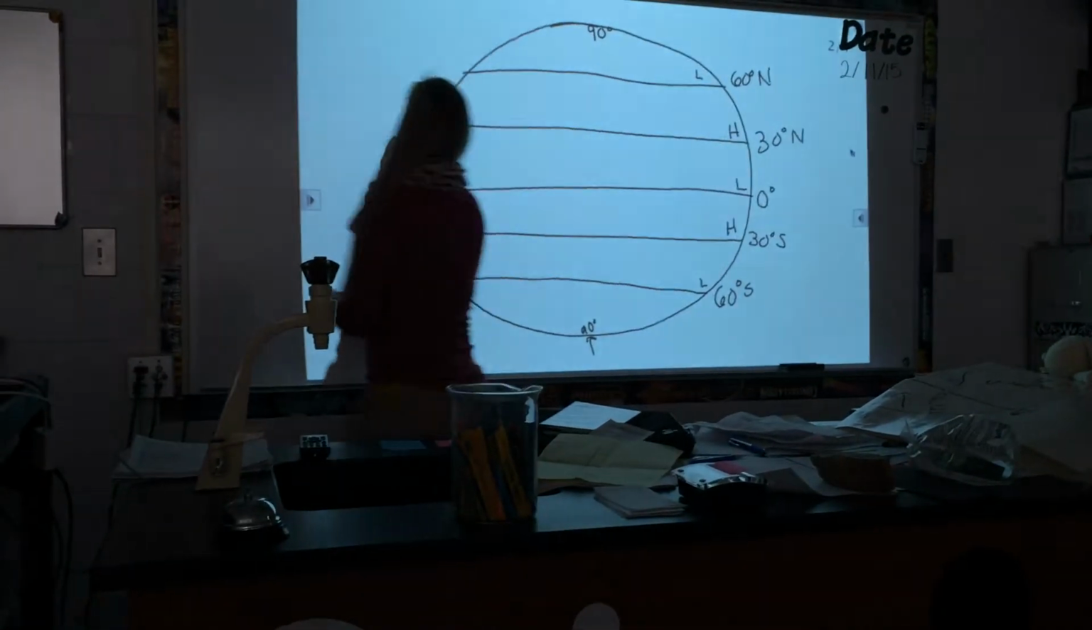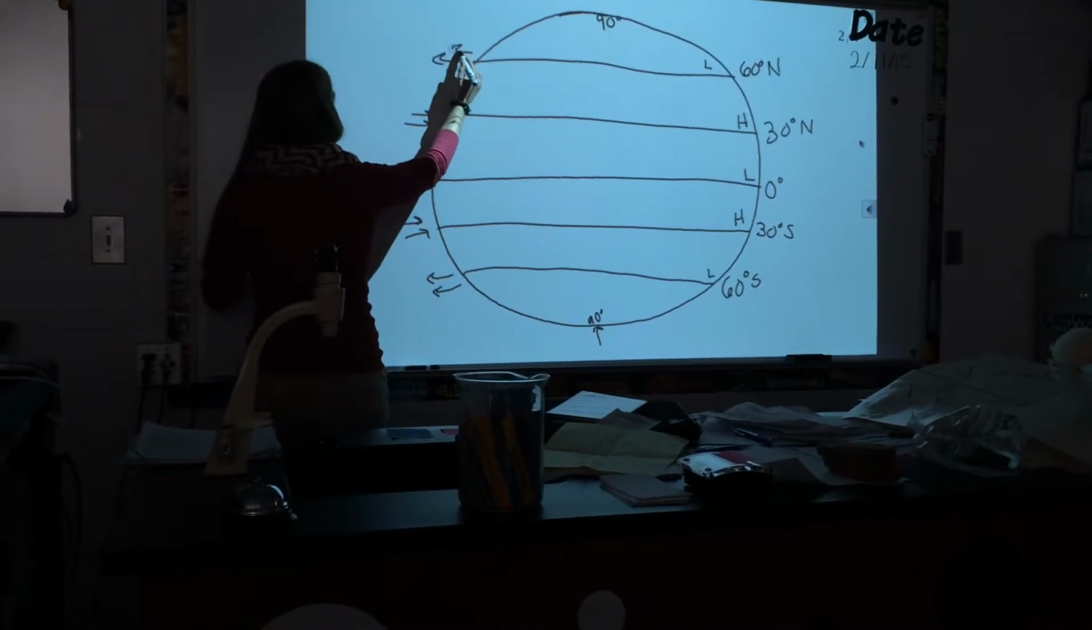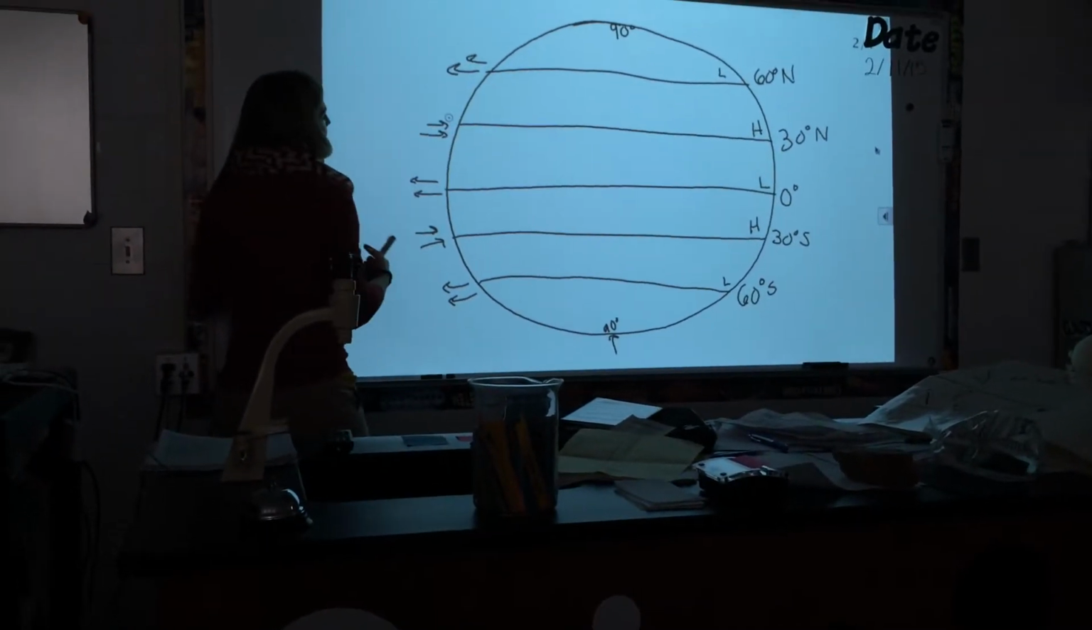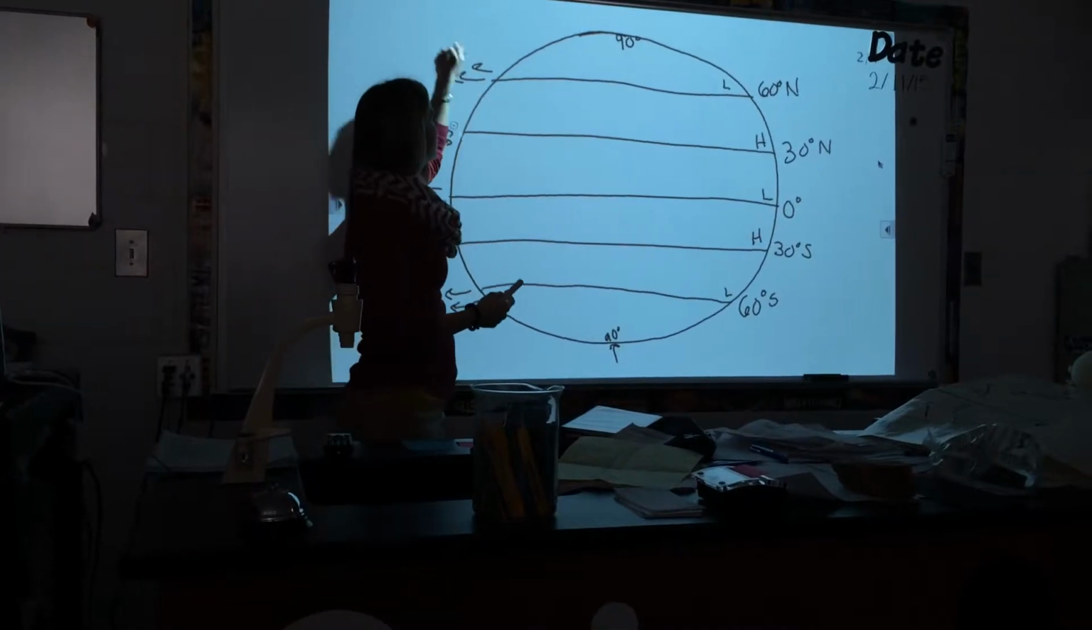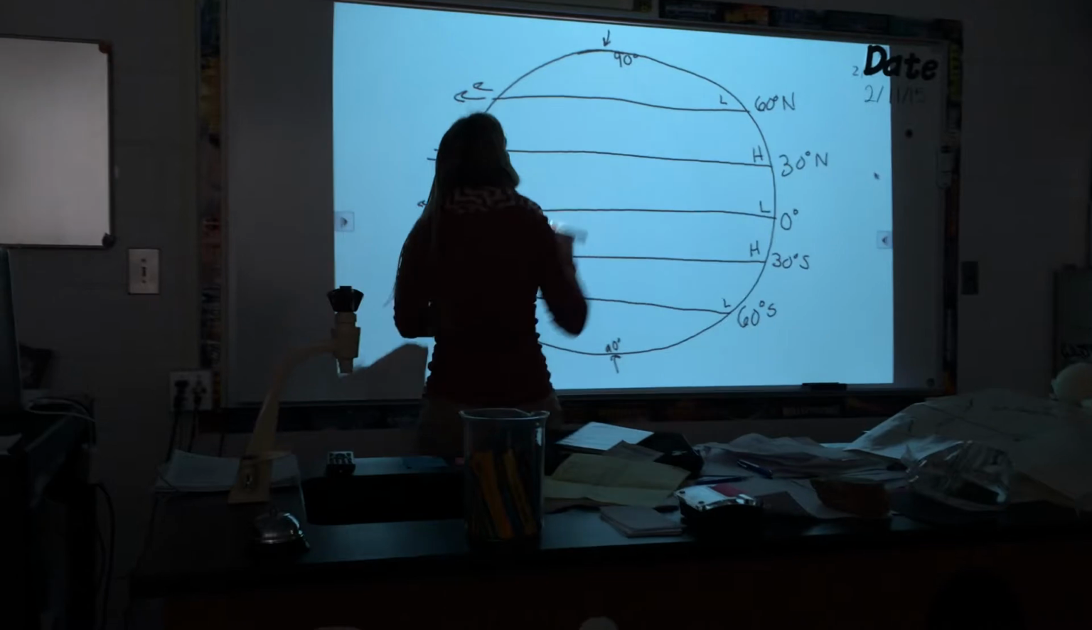Again, at 30 degrees, air is going to sink. Got to draw two arrows. It's going to rise at 60. And this is where I get Siberia and the northern part of Canada. That's why they're covered in trees, because there's precipitation to support that.